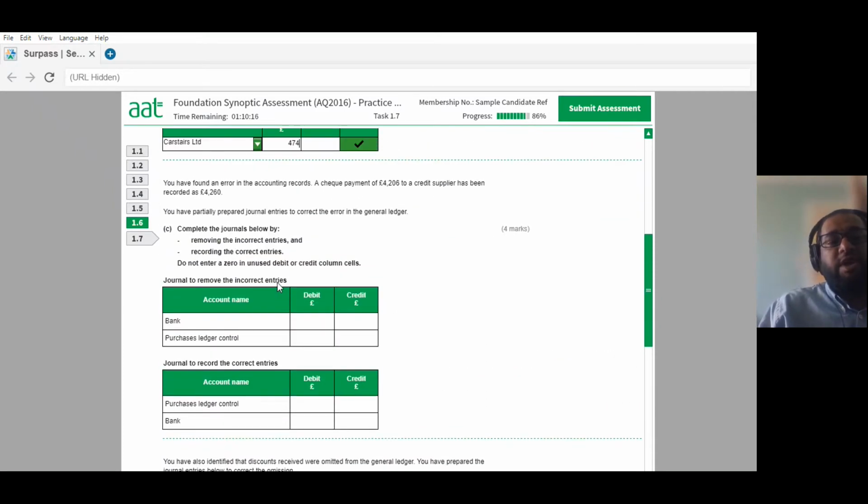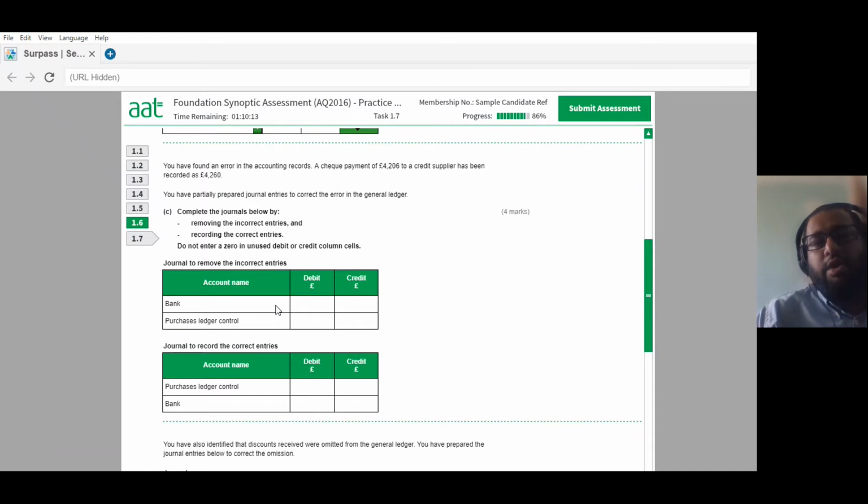Further down, you have found an error in the accounting records. A check payment of £4,206 to a credit supplier has been recorded as £4,260. So it is basically a crisscross error, not a compensating error, what we call an error of original entry. You have partially prepared journal entries to correct the error in this general ledger. Complete the journal ledger by removing the incorrect entries and recording the correct entries. Do not enter zero in unused debit or credit total column cells.